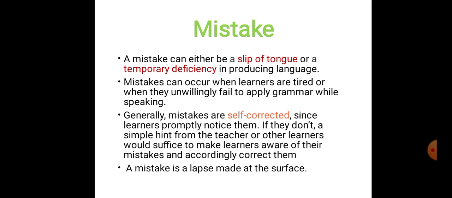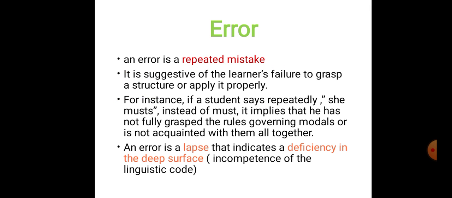So let's go through what is an error. An error is a repeated mistake. A mistake is not repeated. Just temporary. An error is always repeated.